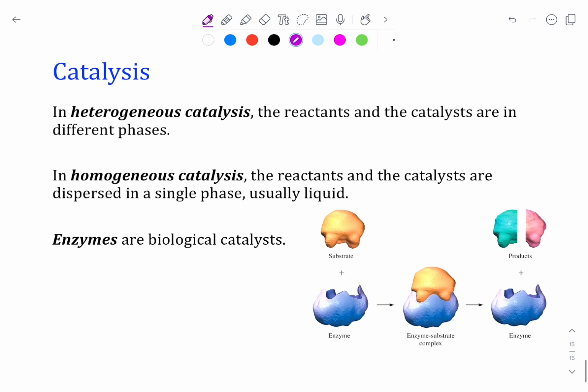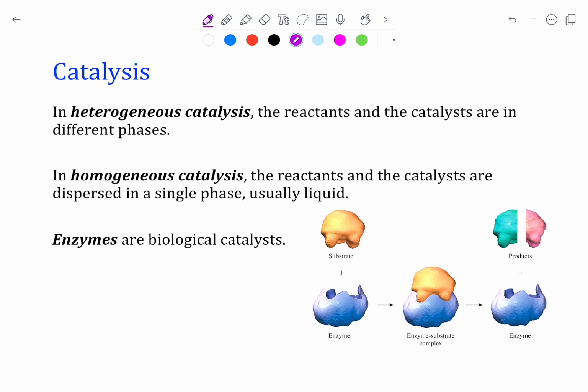We have a couple different types of catalysts that can be utilized in a chemical reaction. First is a heterogeneous catalyst, and that's when the reactants and the catalysts are in different phases. So we have maybe a solid and a liquid or a liquid and a gas. Okay, they're in different phases. Homogeneous is when the reactants and the catalysts are dispersed in a single phase. Typically, this happens with liquids.